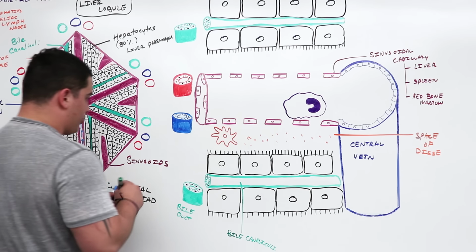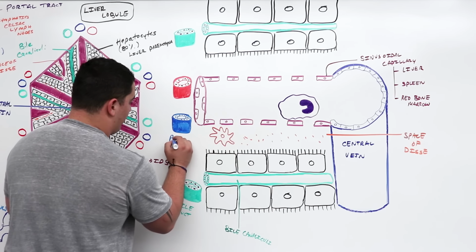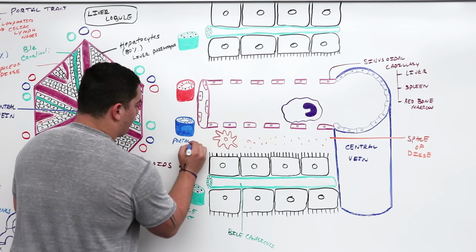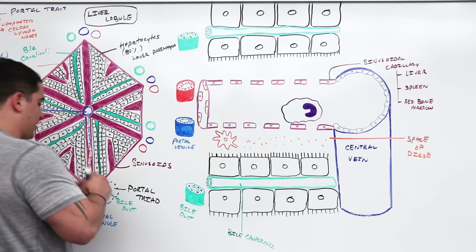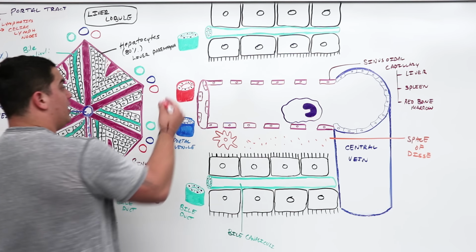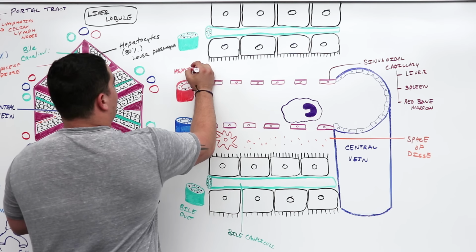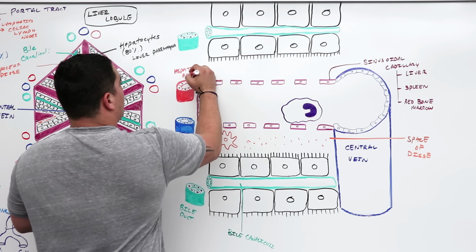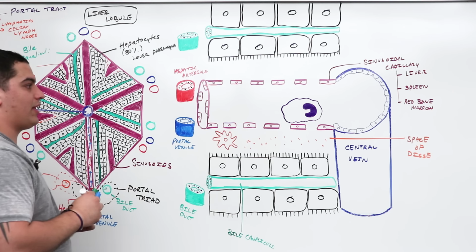And then we have this structure here, which is going to be our portal vein, which is a tributary of it. So this is our portal venule. And then we got this bad boy up here, which is going to be the actual hepatic arteriole. So this is our hepatic arteriole. And remember, this guy is giving the oxygen-rich blood and putting that into these actual sinusoidal capillaries.